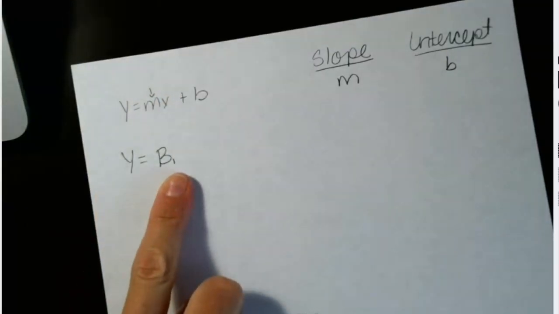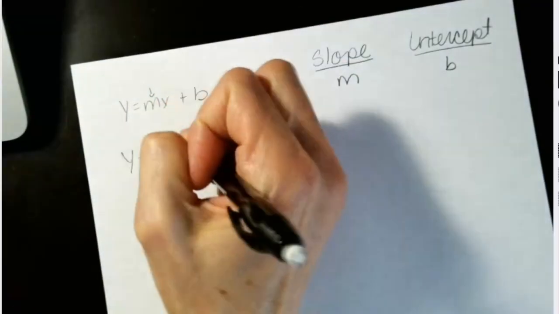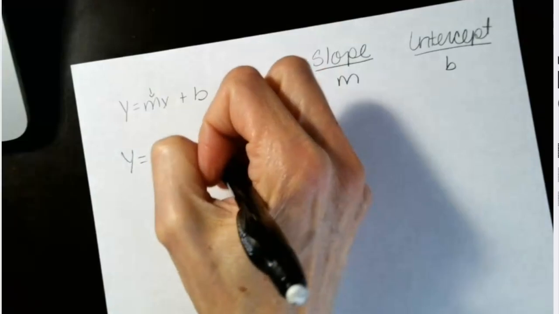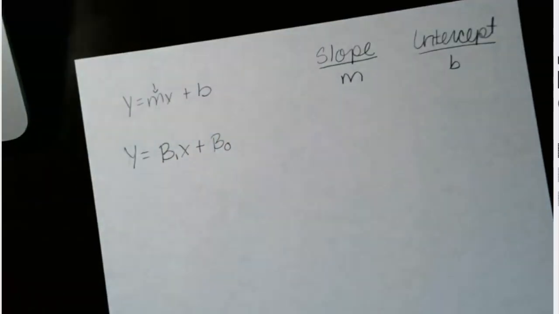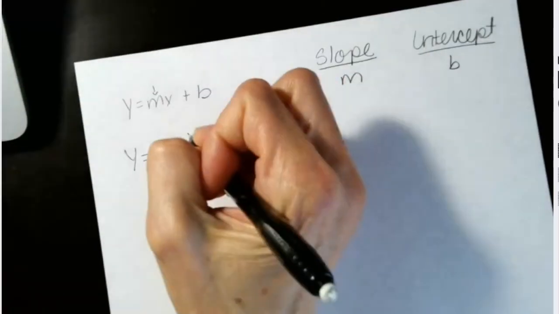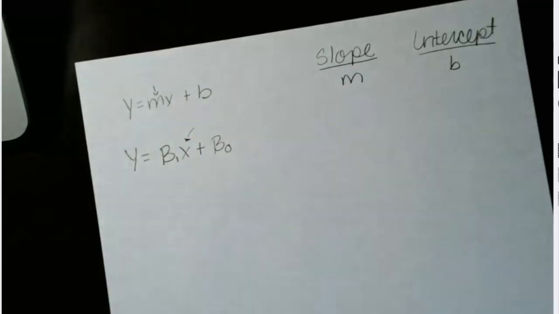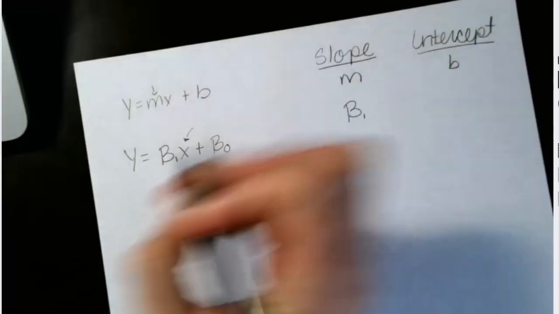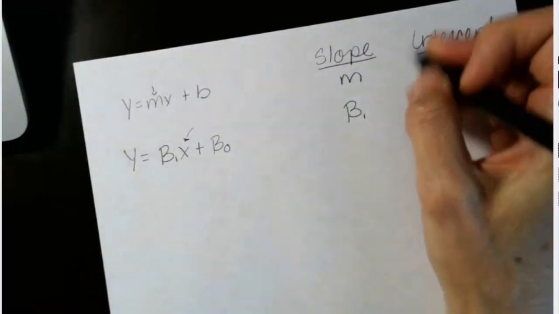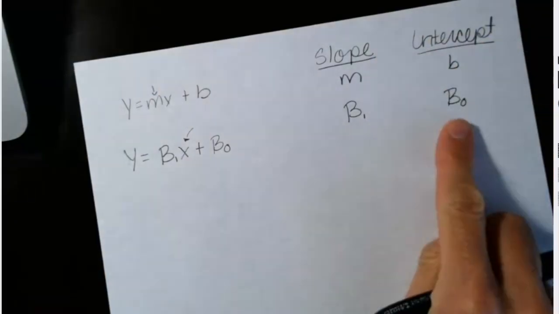In statistics, we use something very similar, but we just give it different names. In statistics, we say that y equals our beta with the subscript 1, x plus our beta naught, okay? So a few things. One, our x is going to be our independent variable. And the second thing is we're still thinking of slope and y-intercept. So our slope is this beta 1, and our intercept is the beta naught.